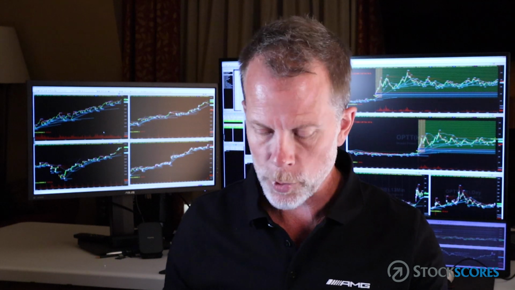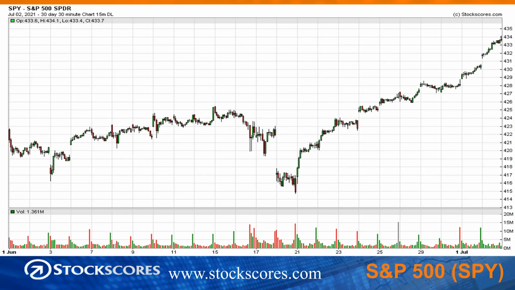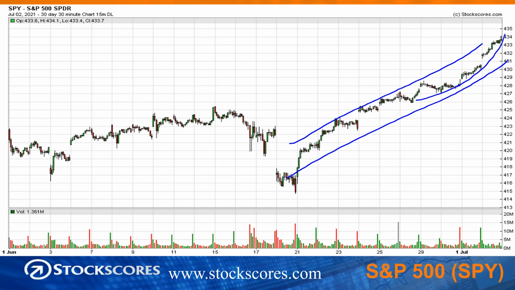All right, let's get into this week's market analysis, starting off with the U.S. markets. And here is the S&P 500 30-day, 30-minute chart. And so this is a good representation of what large cap stocks are doing. And you can see they've had a great move the last few weeks, and they're actually starting to go parabolic here, which means that they're getting a little bit risky. They're getting up toward the top of this price channel.